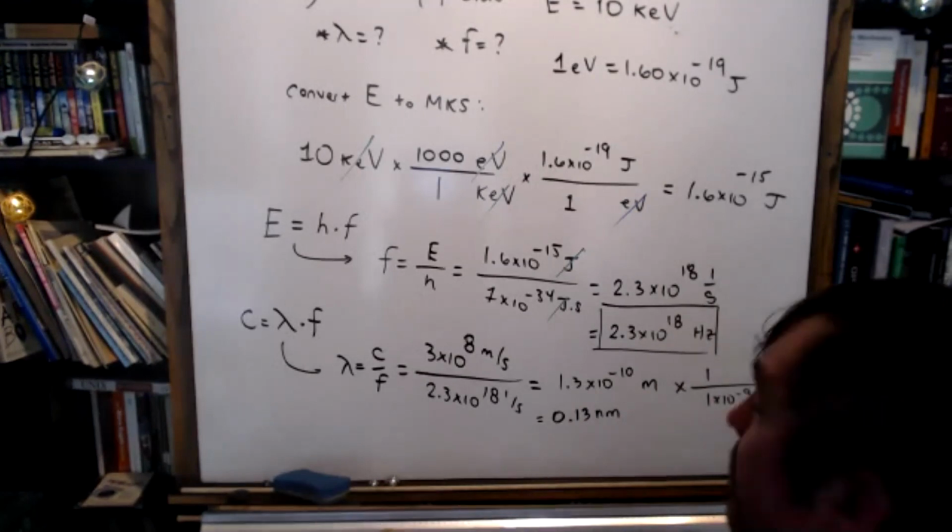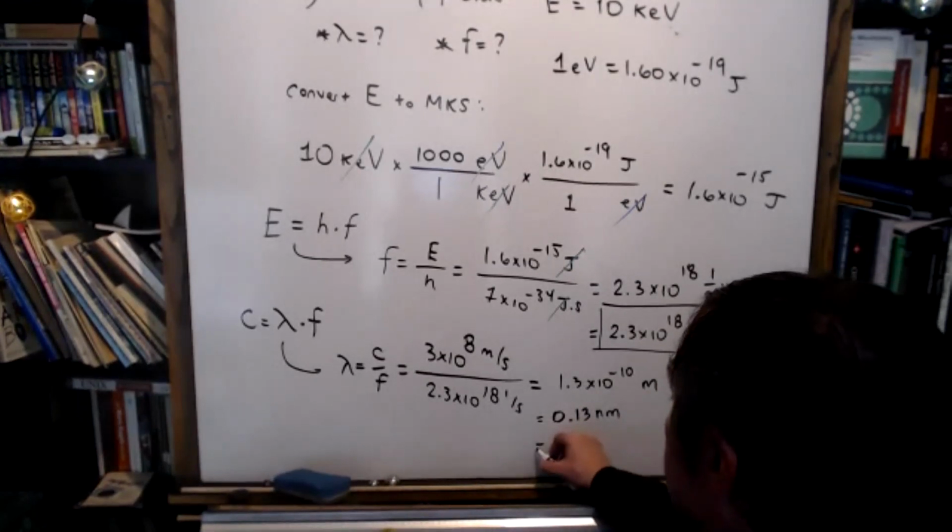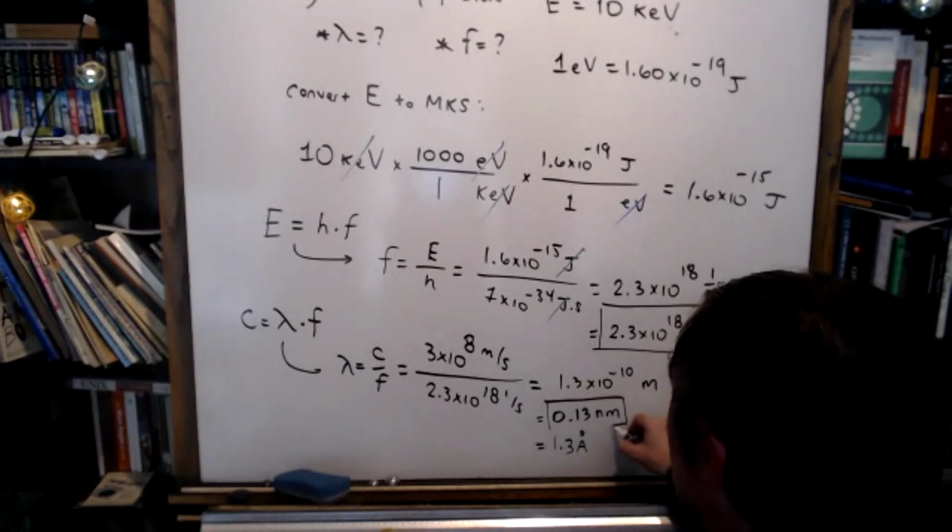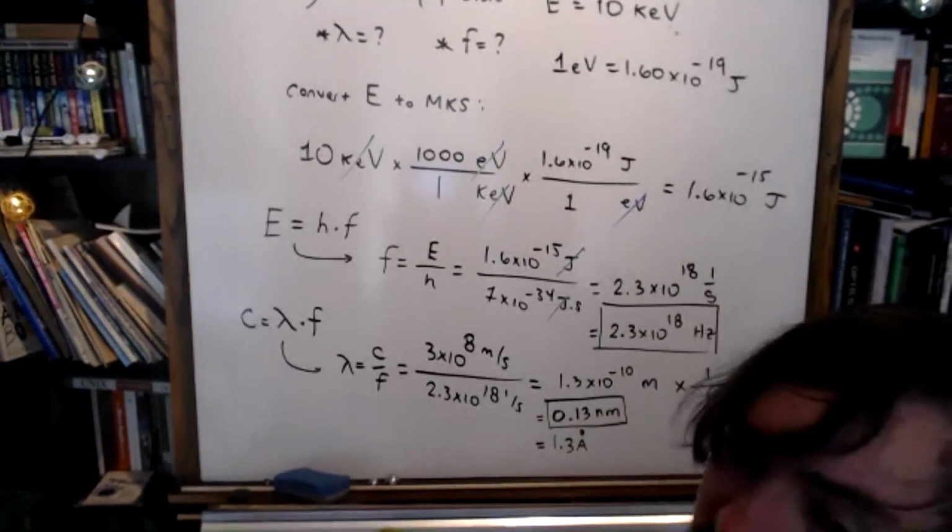That's also known as 1.3 angstroms, which is an old-fashioned spectroscopy unit that I'll teach you about. But let's box 0.13 nanometers.